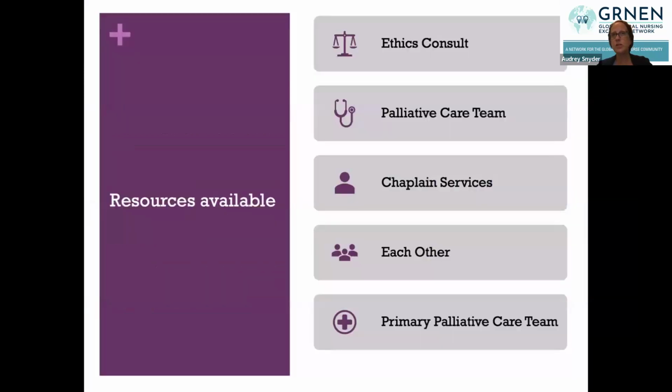Just think about what resources are available to you as well, because working with persons at end of life can be very challenging. So do you have the ability of an ethics consult? In our community, it's a lot harder than if a person is inpatient. Inpatient, we can request an ethics consult, other members of the palliative care team, and if you're outpatient, sometimes the inpatient people can be support and vice versa. Chaplain services, each other, and then the palliative care team, like I said, vice versa, the team that's on the outside in the community.